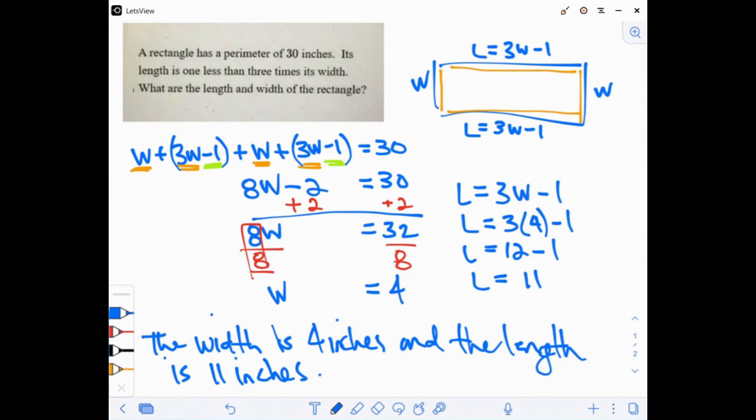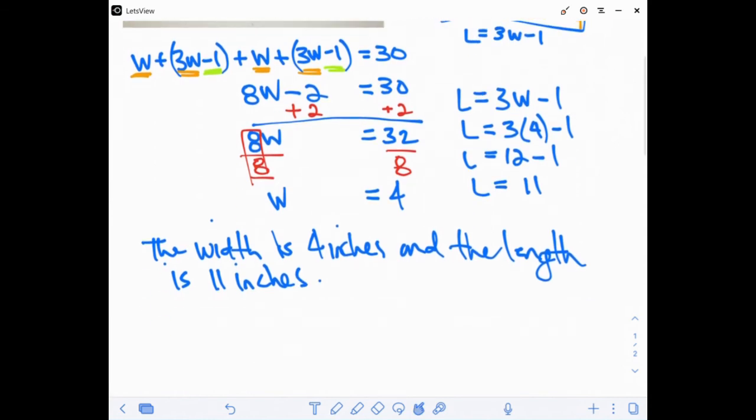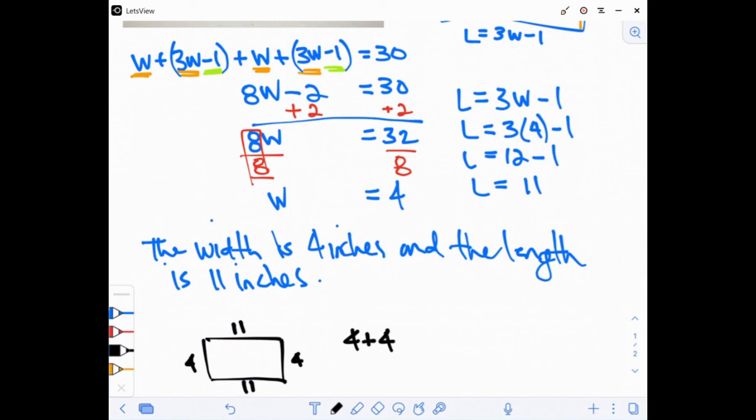Okay, that's my declare. But we should probably check. We could check really quick just to make sure. All right, let's just check our work. The rectangle's got 4 sides. So if we're saying that the width is 4 inches and the length is 11 inches, remember the perimeter equaled 30. So we should be able to add 4 plus 11 plus 11, and it should equal 30. That's 8 plus 22 equals 30.